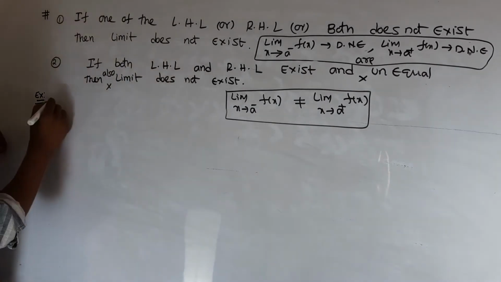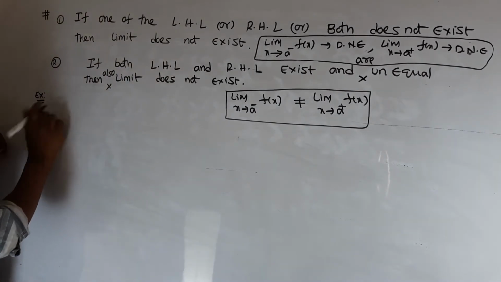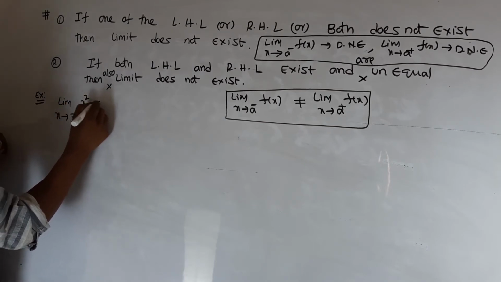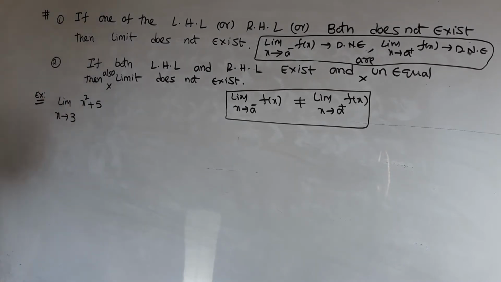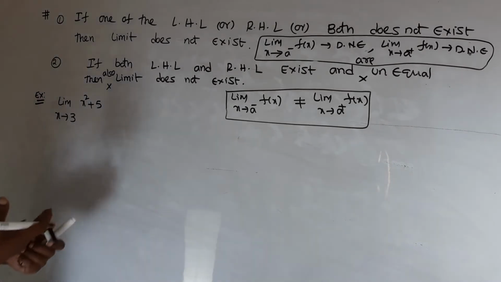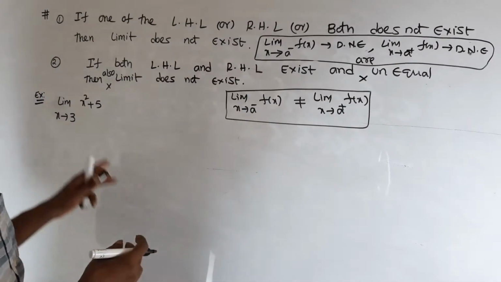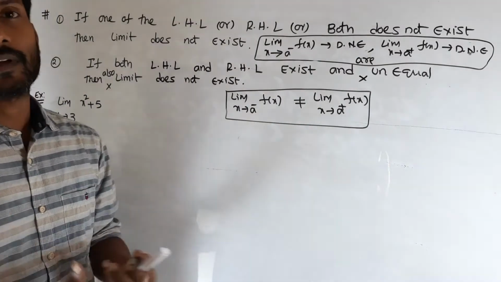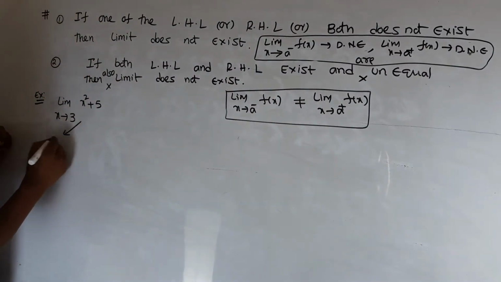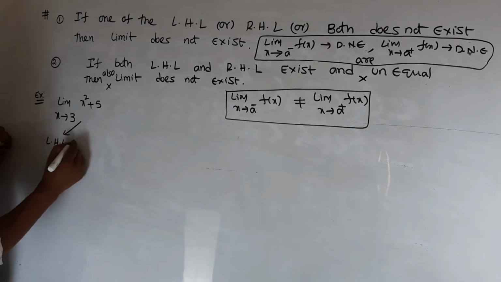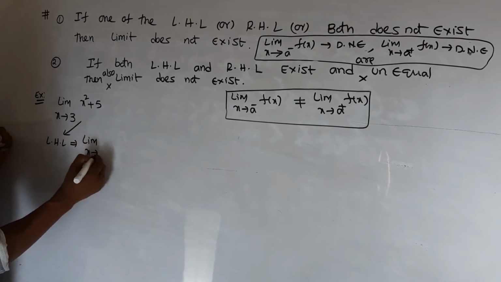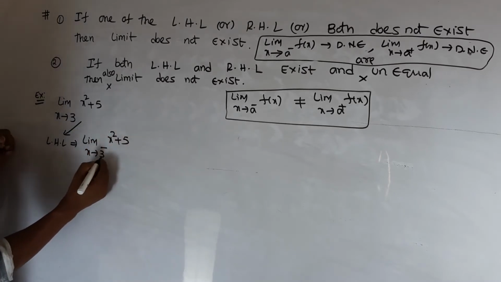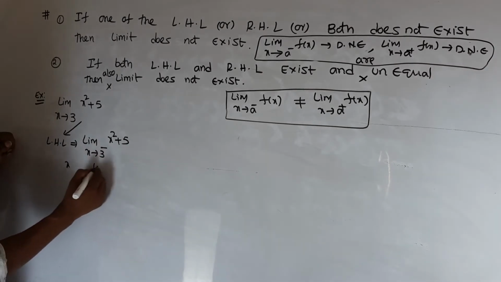For example, limit as x tends to 3 of x square plus 5. First we have to find the left hand limit and right hand limit. Both should exist, and both should be equal, then the limit exists. So first, the left hand limit: limit as x tends to 3 minus of x square plus 5. This one is f of x.